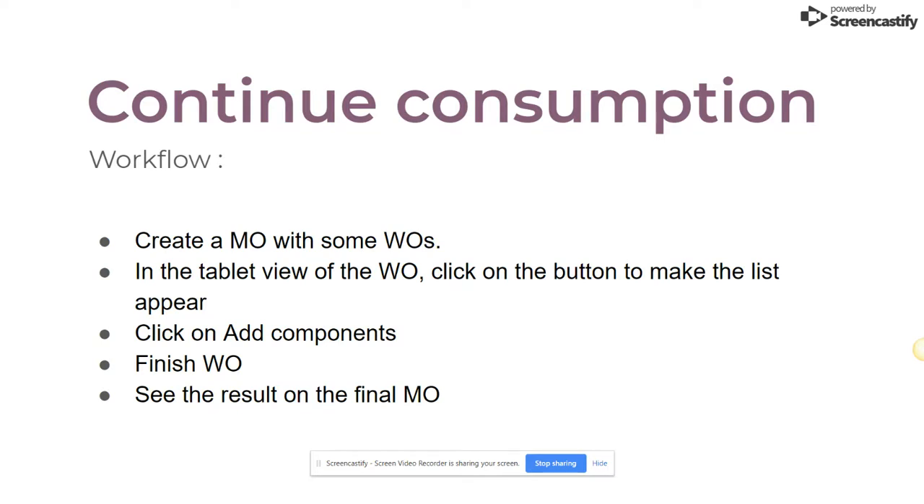So let's see how to realize that. So first, you have to create a manufacturing order with some work orders. Once you are in the tablet view of the work order, you can click on the button on the upper left corner to make a list of actions appear. There you will be able to add components. After that, you will be able to finish your work order and then see the final result on your manufacturing order.